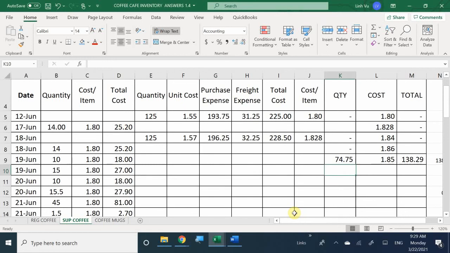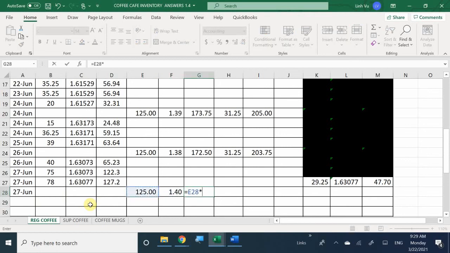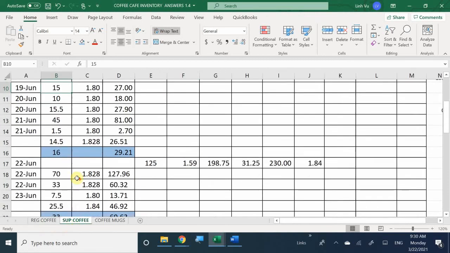Remember, guys, you are telling me what to do. Inventory worksheet. Good. So we're at regular coffee. How many did we sell? Or, sorry, we purchased. So 125 at what purchase price? 140. Bringing our account balance to 175. We're going to leave it as is right here because we need to calculate the freight.